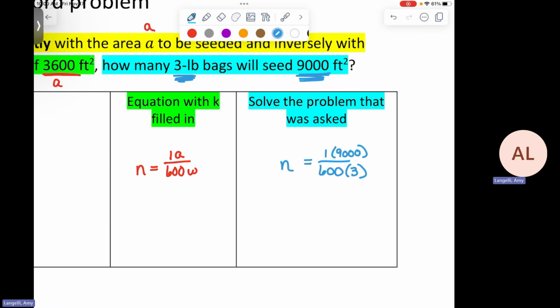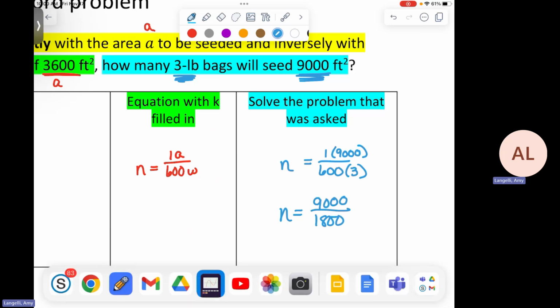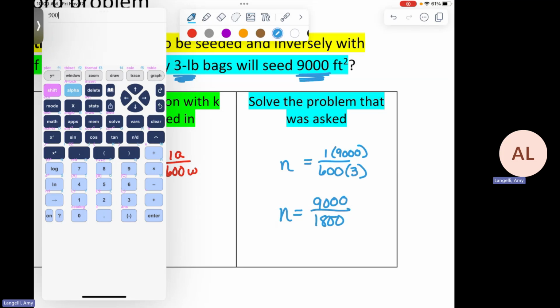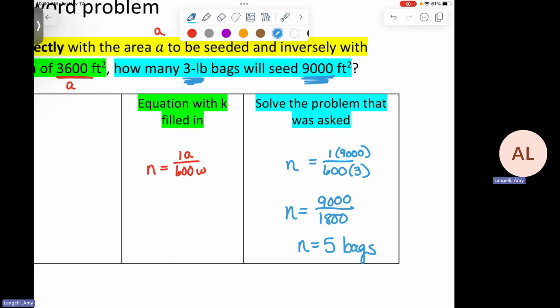Now we can solve for how many bags we need to buy. So that's 9,000 over 1,800. What is that as a decimal? Oh, it's a clean cut 5. What if we would have gotten 4.3? How many bags? If we would have gotten answer 4.3, how many? That's right. Good. There's a problem about carpet in your homework.